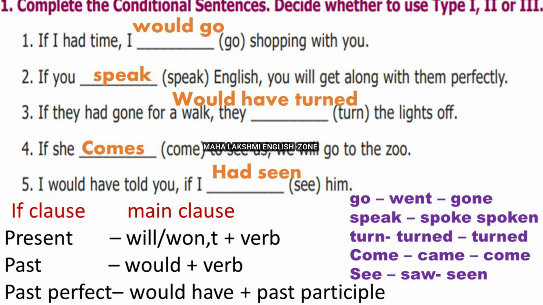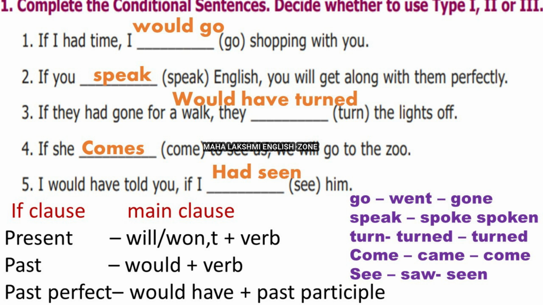And the fourth one, if she come, we shall see the main clause. Will go is our answer in the main clause. So when in the main clause we have will go, automatically in the if clause we will get the answer as present tense. So the present form of come is come only. Since the subject she is singular, we write comes.